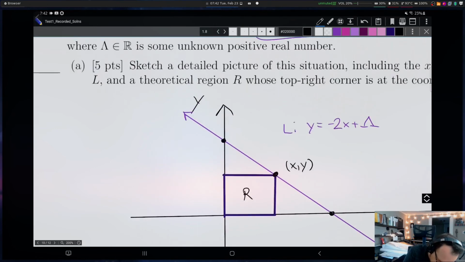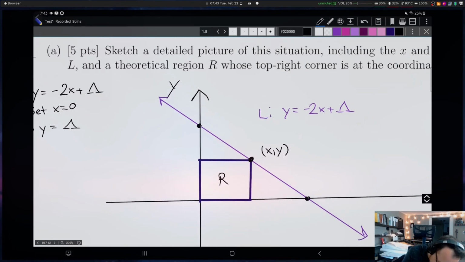So let me just do some scratch work over here. What is this intercept here? I get this by taking y equals negative 2x plus lambda and setting x equal to 0. Then I get y is equal to negative 2 times 0, which is 0, and then I get a lambda there. So I know that this intercept is occurring at 0 in the x direction and lambda in the y direction.